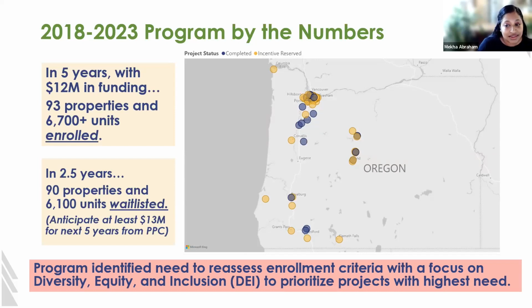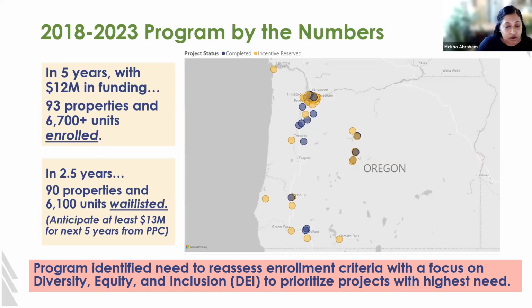However, we are still anticipating similar funding levels of around $13 million from the public purpose charge over the next 5 years. And the reality is, based on previous participation, we would expend our 5-year funding availability with the current waitlist alone. We're also expecting, with even more investments being made in the state towards affordable housing, the demand for the program will increase further beyond our current waitlist volume.